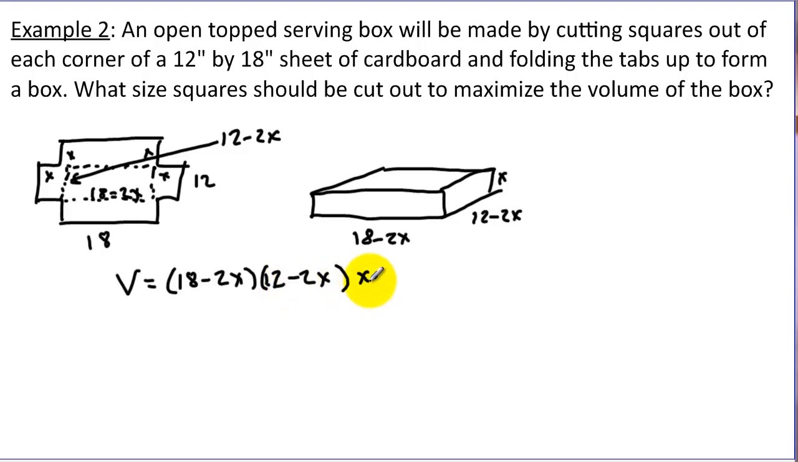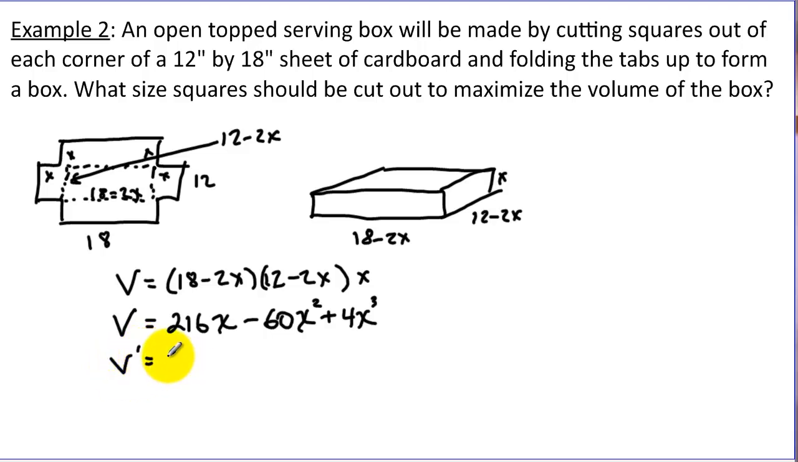So to make it easy for the derivative, we're just going to multiply that all together. If we FOIL this and distribute the x, we get the volume is 216x minus 60x squared plus 4x cubed. So that's our volume function. So now we want to take the derivative of that. If we take the derivative, we get 216 minus 120x plus 12x squared.